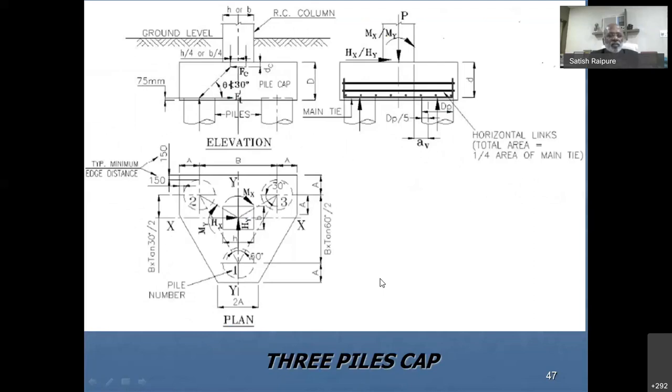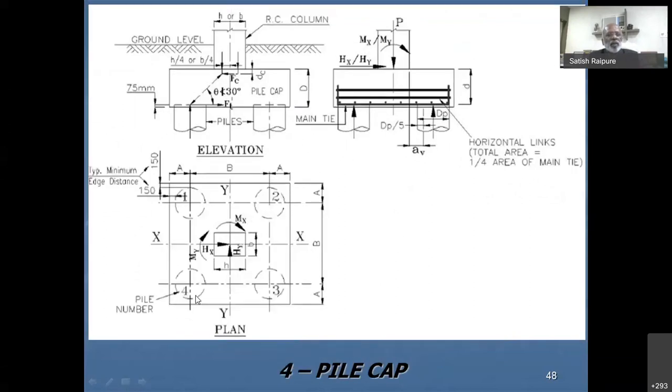Similarly, the three pile cap. This is a triangular cap, and again we have to take care that for every foundation, the CG of the load and the CG of the foundation should coincide. The column and footing center should coincide so that the load transfer will be uniform. It is usually located at the center of the triangle.